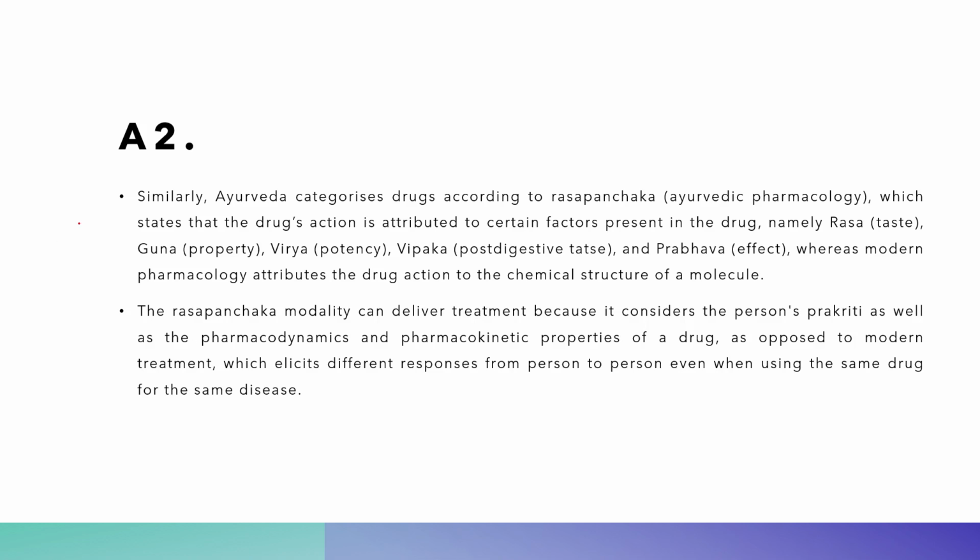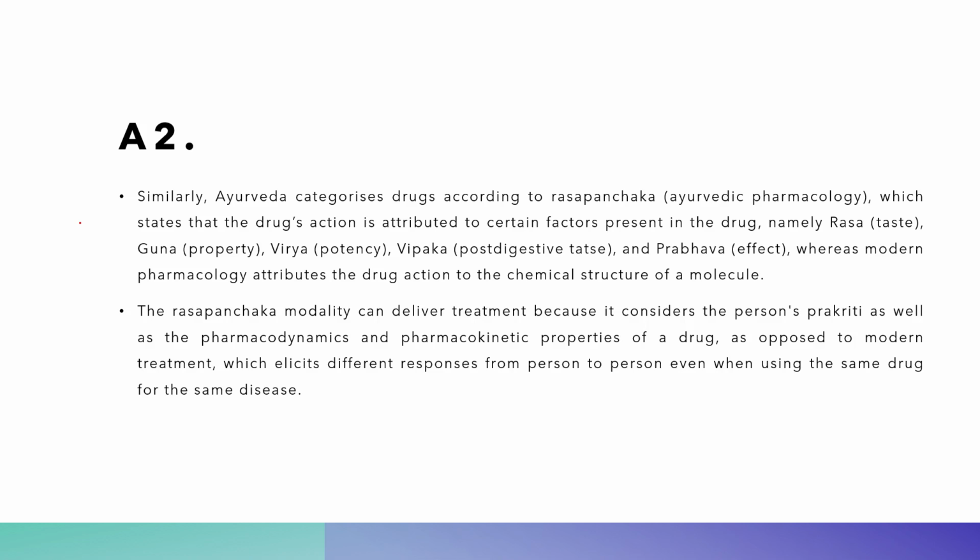So earlier we have been talking about this categorization of Tridoso, right? Tridoso includes Vata, Pitta, and Kapha, and these three have different proportions in different individuals. So that's why Ayurveda generally categorizes individuals based on their Tridoso qualities or amounts, and then it suggests drugs personalized to that particular individual.